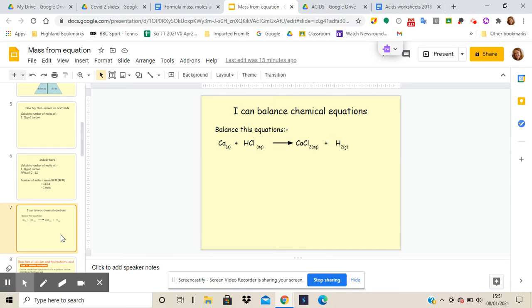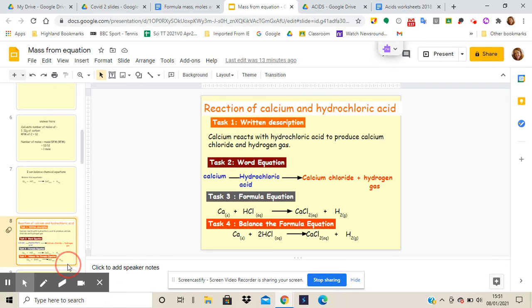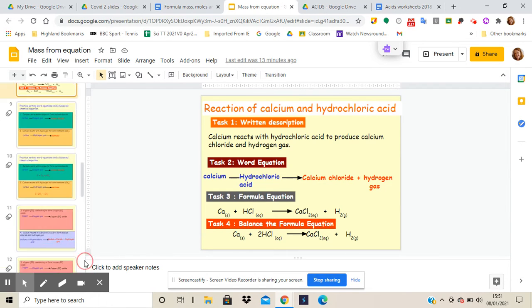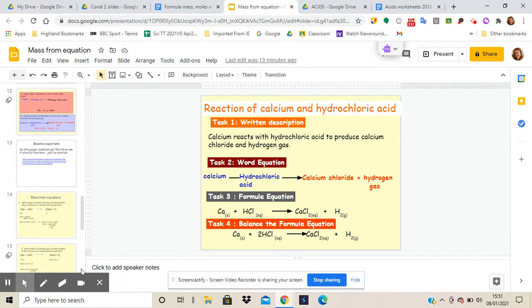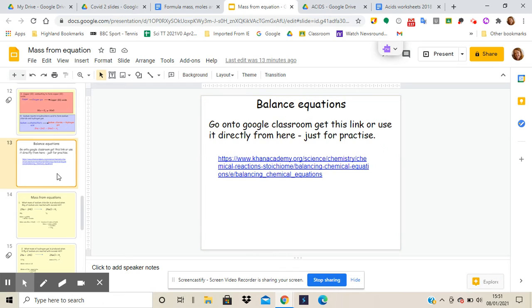Also, we're going to look at balanced equations. So I've just given you a recap about how to balance the equations. Try that one. The answers are on the next slide. And there's a few for you to try after that. So the answers are on the following slides. Once you get to slide 13, you can click on this. This will take you to Khan Academy, which will give you a little bit of practice on balancing equations.